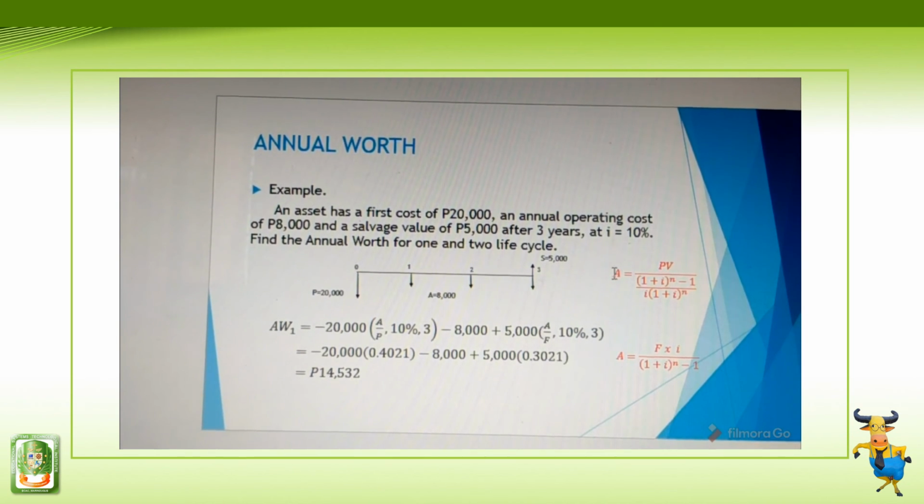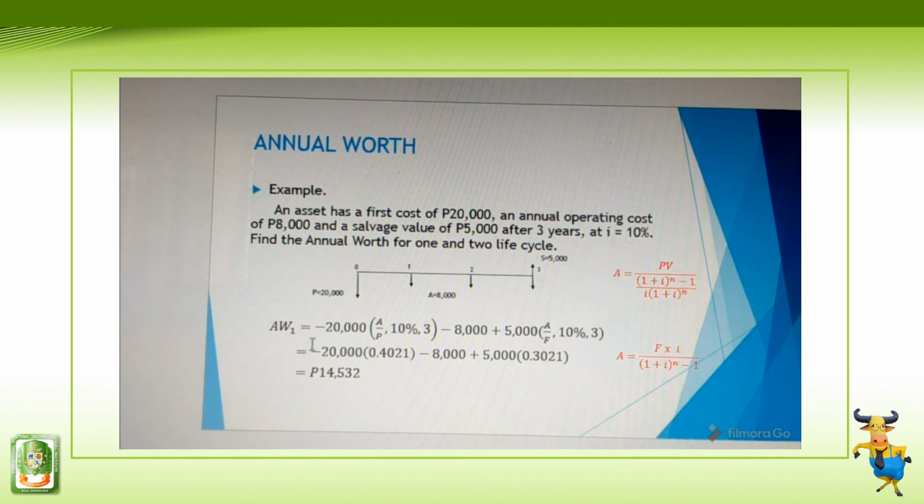So the formula for annuity is A equals PV multiplied by i times 1 plus i raised to n, divided by 1 plus i raised to n minus 1. And when the given is future, we have A equals F multiplied by i divided by 1 plus i raised to n minus 1. So the given is the initial cost or first cost, which is 20,000, an annual operating cost of 8,000, and the salvage value of 5,000 for 3 years.